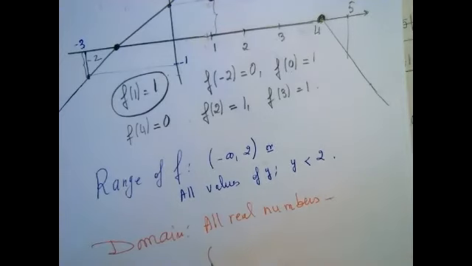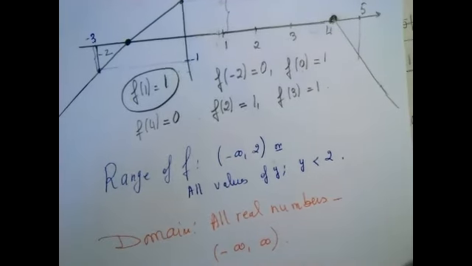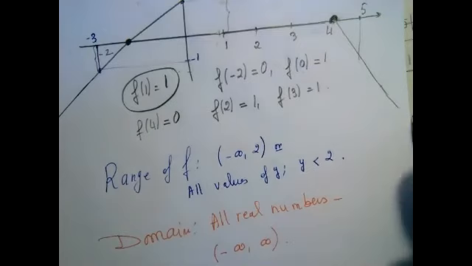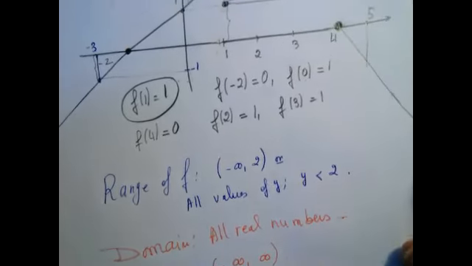So all real numbers, or in interval notation, you can write minus infinity to plus infinity. Either way will be absolutely acceptable. Okay, so nothing changed. The definitions are always the same. We just changed a little bit the way the graph looks.